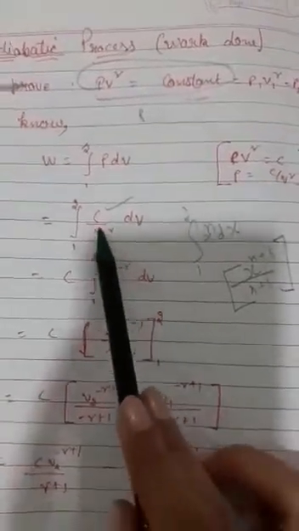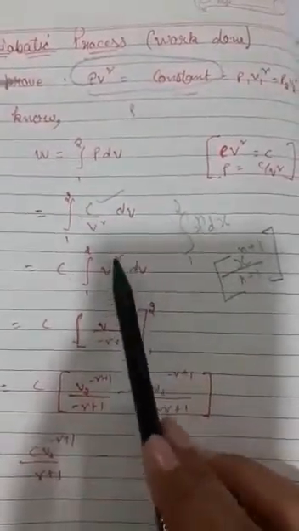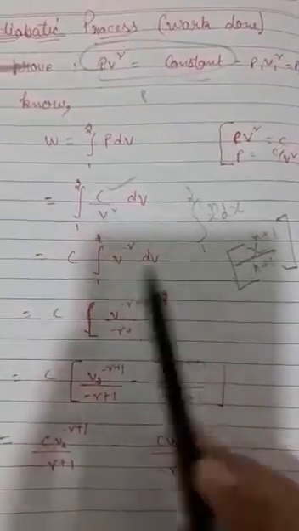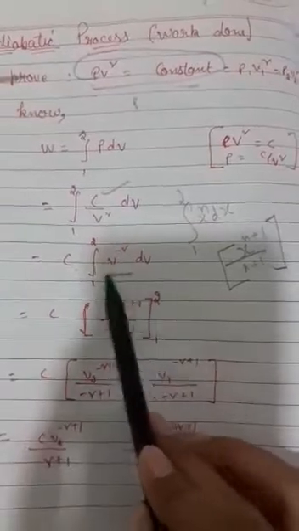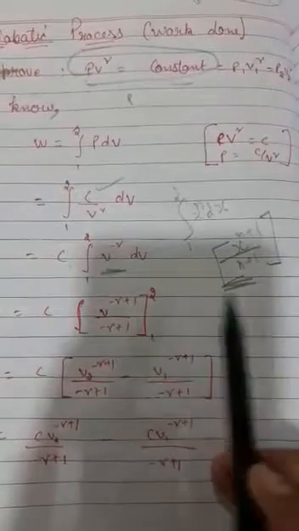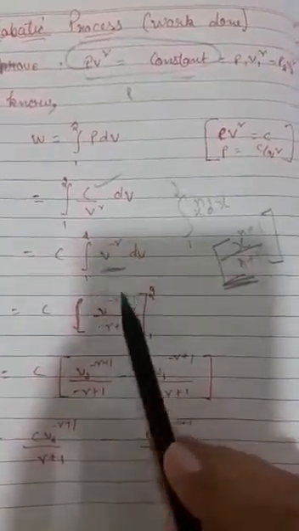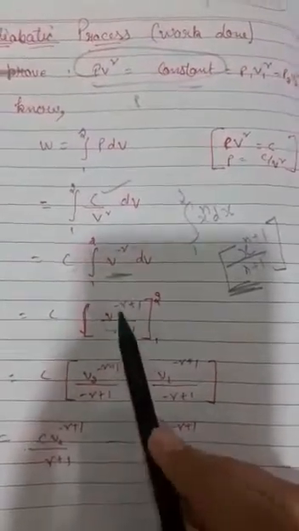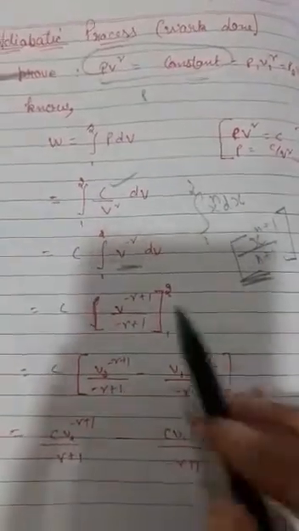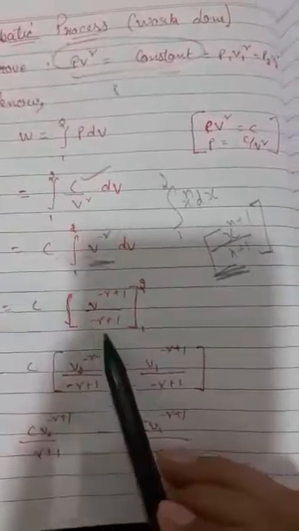So when I bring this V raised to power γ into the numerator, this power will become negative. So V raised to power minus γ into dV. C is outside. To solve this integration, I already told you the method, x^(n+1) upon n+1. So here also plus 1 I will add in the power, and that added power I will keep in the denominator. So V raised to power minus γ plus 1 divided by minus γ plus 1, limits 1 to 2.